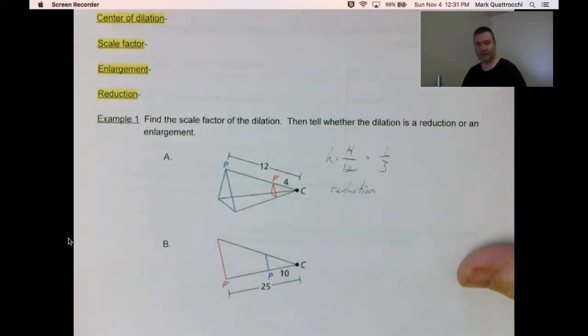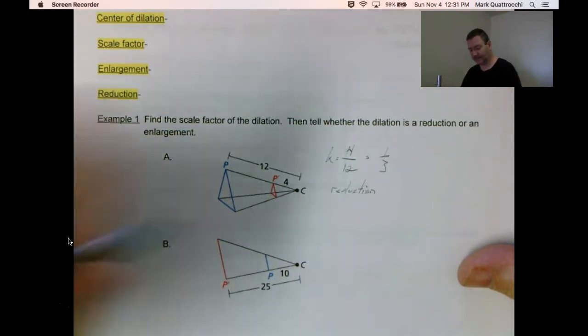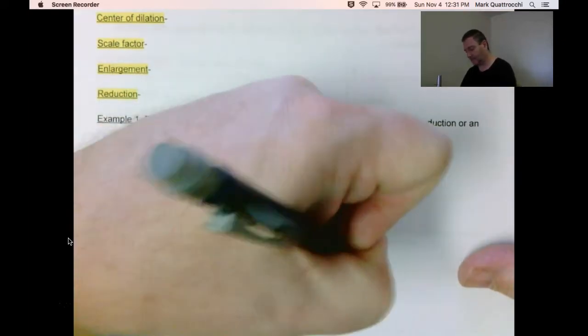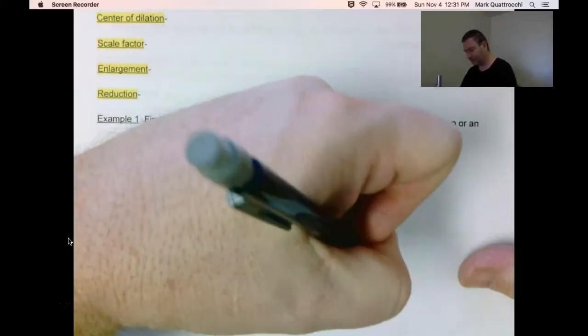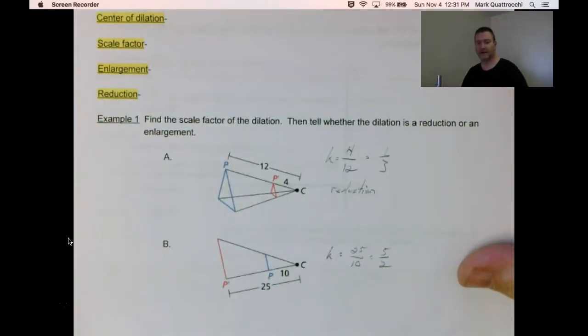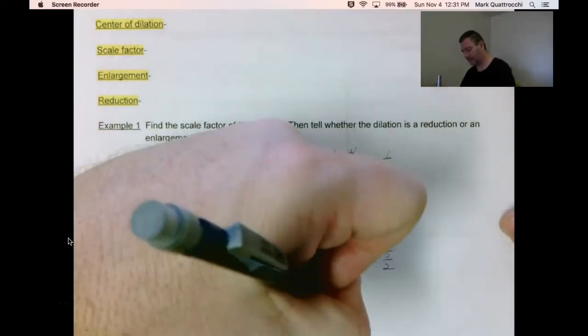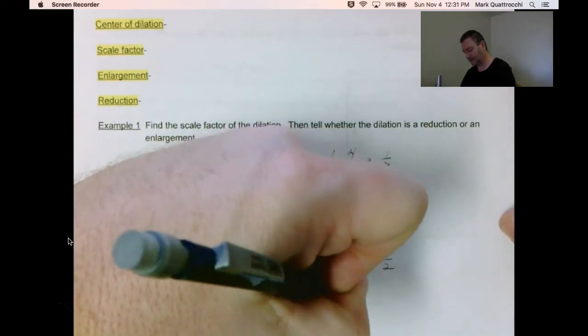And it gets smaller. Part B, the pre-image distance from the center is 10. The image distance from the center is 25. So K is equal to 25 over 10, which reduces down to 5 over 2. This is a scale factor larger than 1, so this is an enlargement.